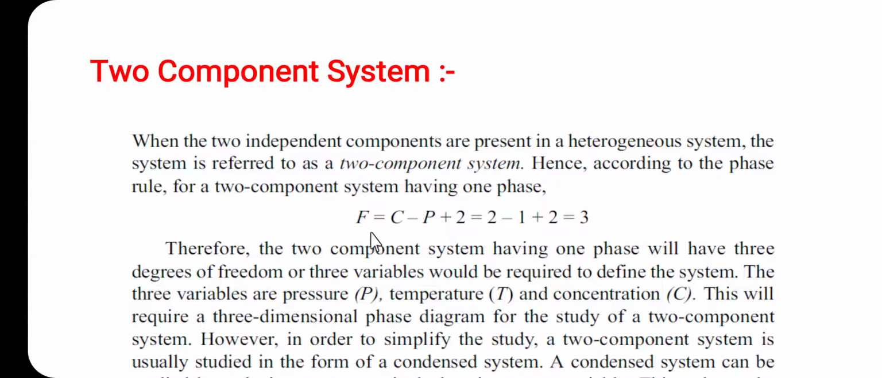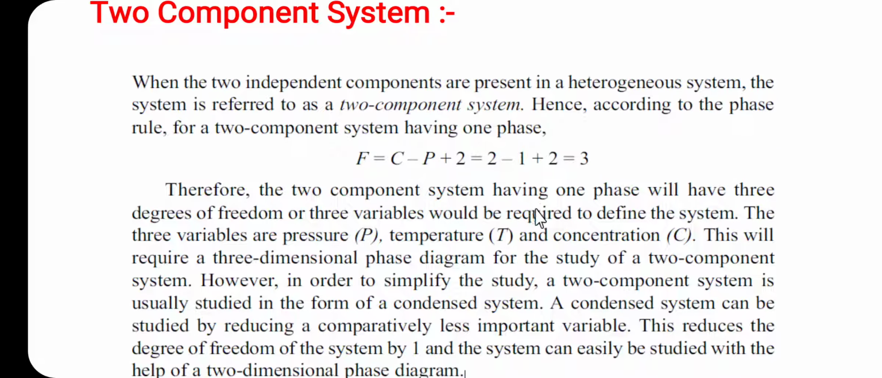Here is the expression for the phase rule, F is equal to C minus P plus 2, where C is the component, P is the phase and F is the degree of freedom. For the two component system, C is equal to 2, and P is equal to 1 when we consider a single phase. So the value of F is equal to 3. Therefore the two component system having one phase will have 3 degrees of freedom.